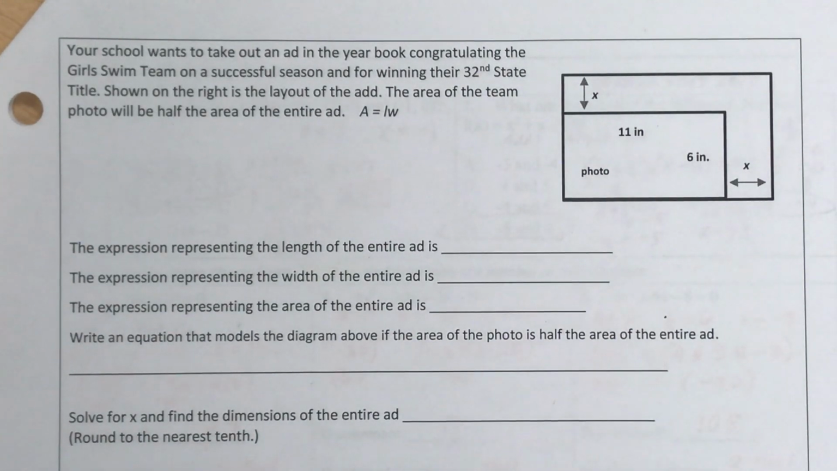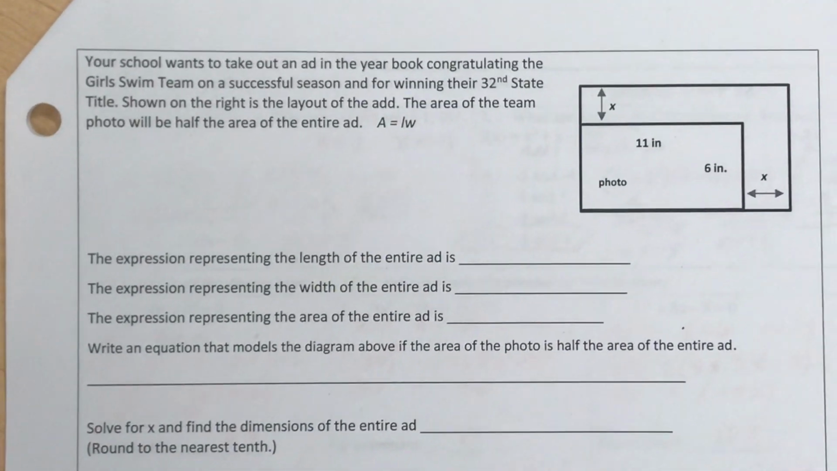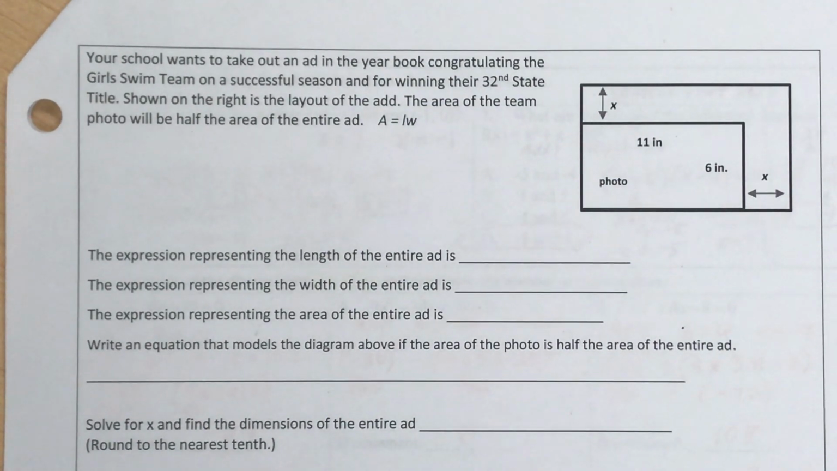This video is going to start the giant word problem on page 3 of your packet, and this is very, very similar to the question that you'll see on your Chapter 9 test, and this is what the word problem starts with. It says, your school wants to take out an ad in the yearbook congratulating the girls' swim team on a successful season and for winning their 32nd state title.